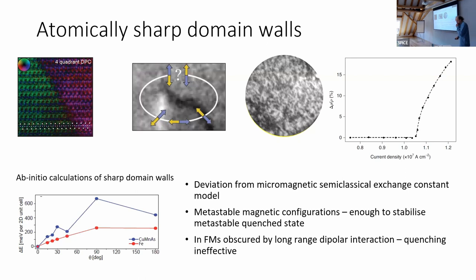And now, how is it possible that the atomically sharp domain walls, which are meaningless in micromagnetic calculation, are possible? It turns out that if we use ab initio calculation and calculate the energy of the domain wall as a function of its width, on this axis we have the angle between spins on the neighboring atoms inside the domain wall. So 180 degrees means that we have the atomically sharp domain wall.